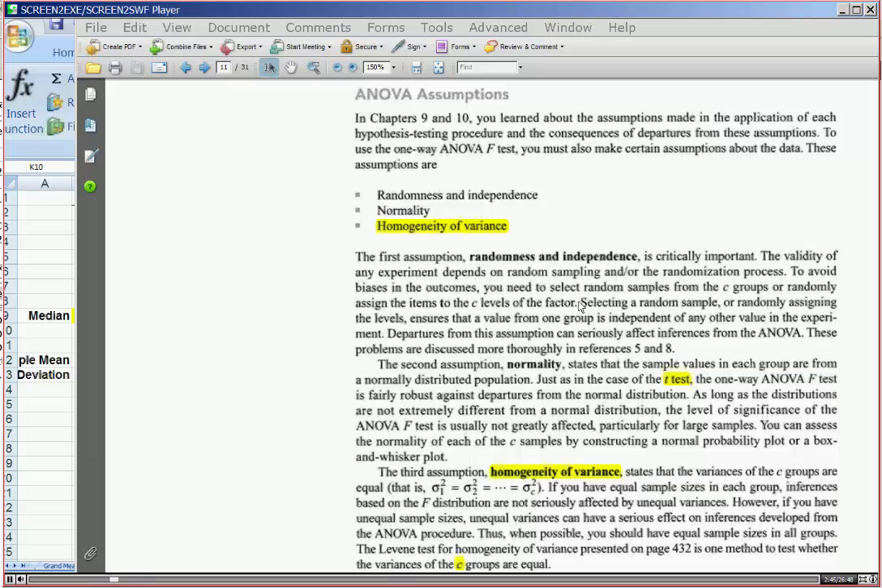That's the key word here, factor. We have 4 groups here because we have 4 suppliers, 4 groups of 1 factor, which is the supplier. Or as they put it, which supplier to choose. They put it in the form of a question. The factor in this part of the chapter, which is ANOVA, the factor is the supplier. Selecting a random sample or randomly assigning the levels ensures that a value from one group is independent of any other value in the experiment.